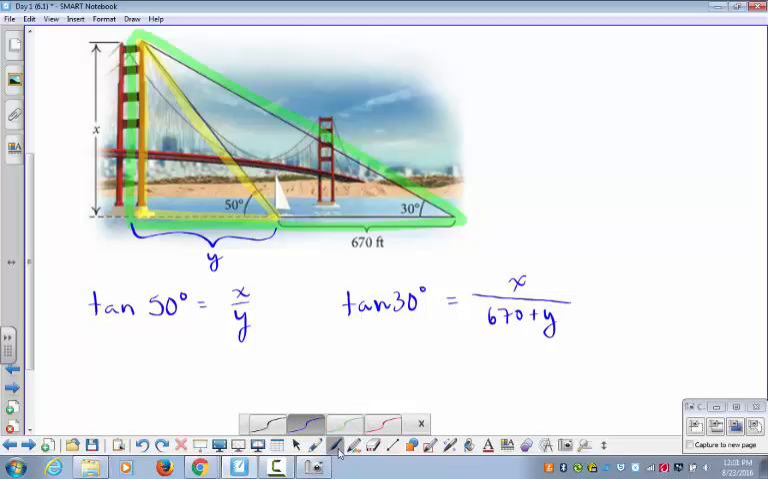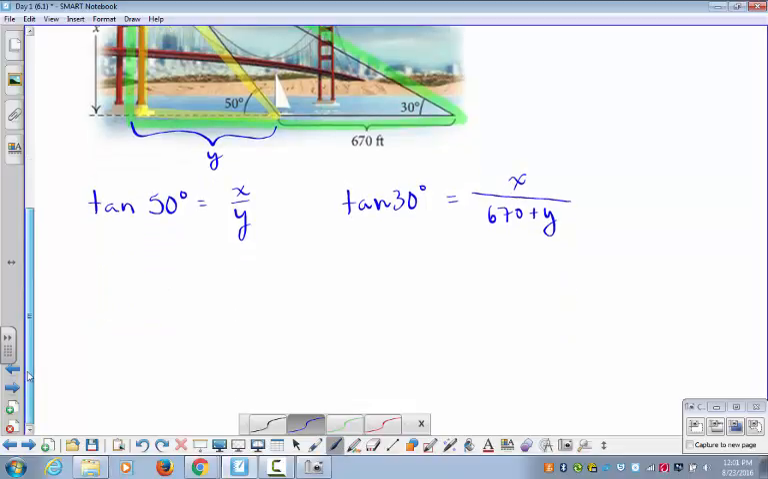So we now have two equations, two unknowns, and our goal is to solve for x. And we have two choices. We could eliminate y and solve for x directly, or we could eliminate x, find y, then back substitute and get x. A couple of ways to do it, and they're all totally fine.